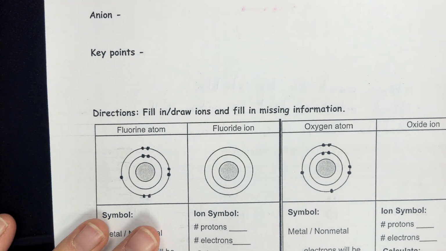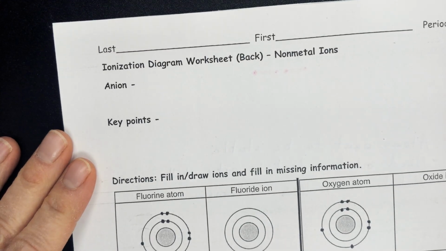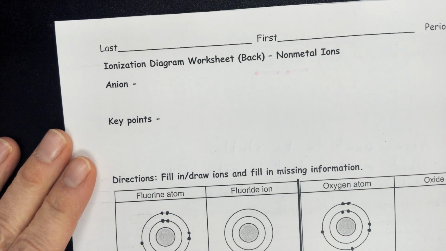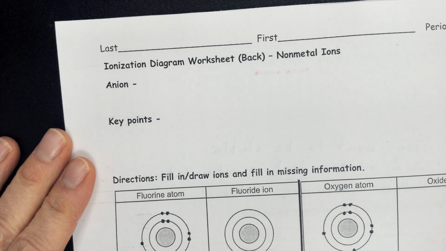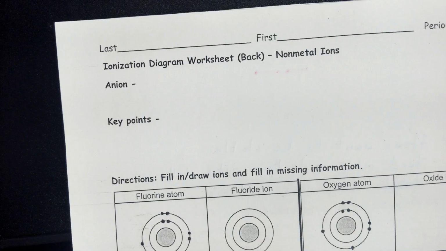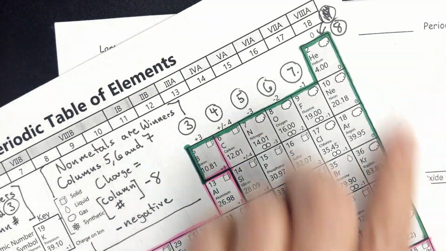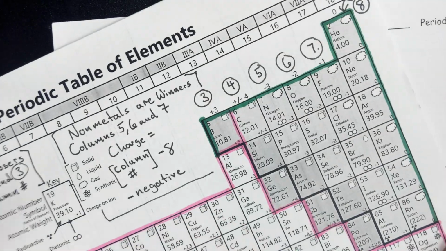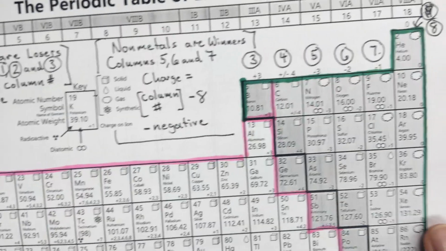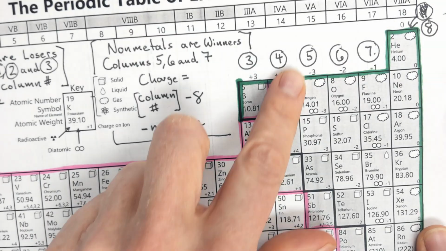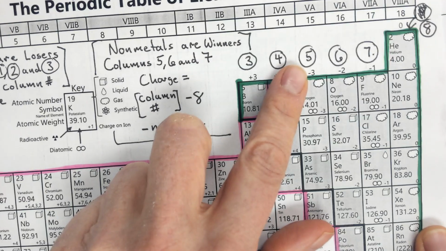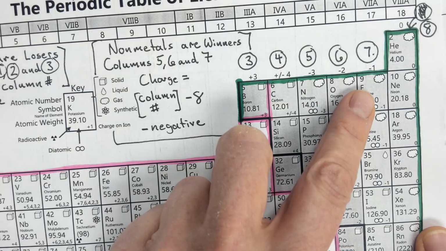Okay, now I already did a piece on how metals form ions. That was on the front of this worksheet. We're going to be looking at nonmetals now. So nonmetals are located in the upper right-hand corner of the periodic table, and that's going to be mostly groups, columns 5, 6, and 7.